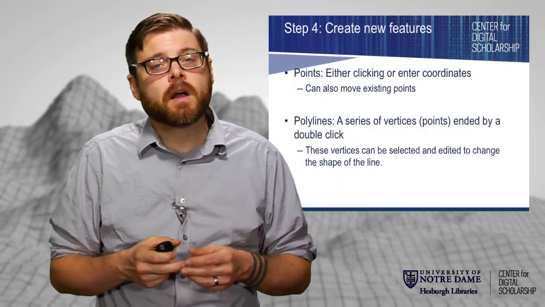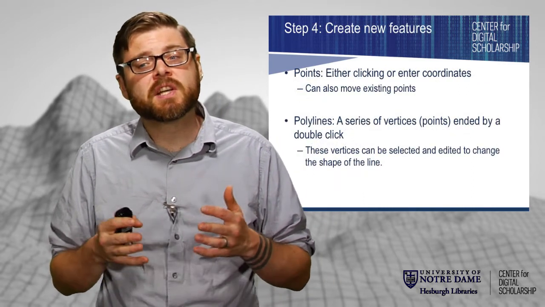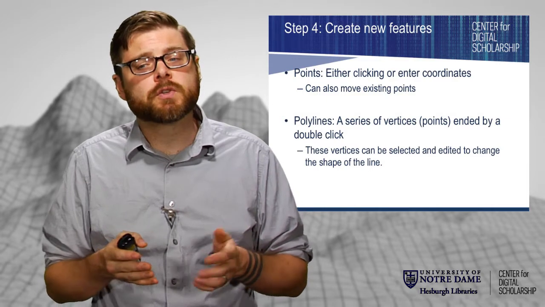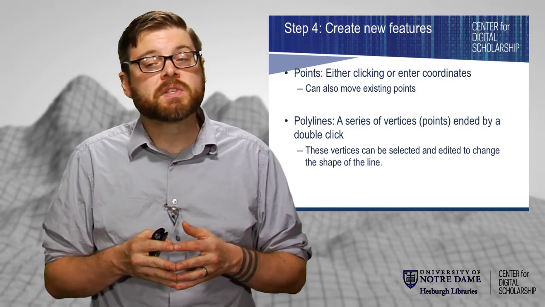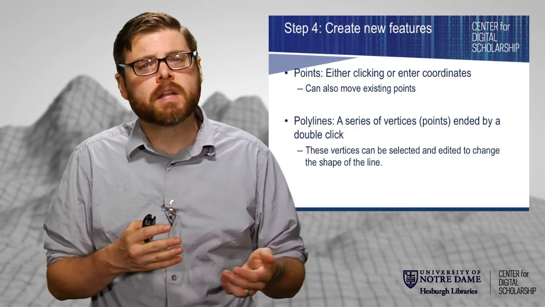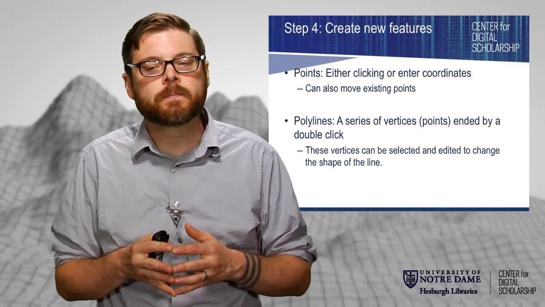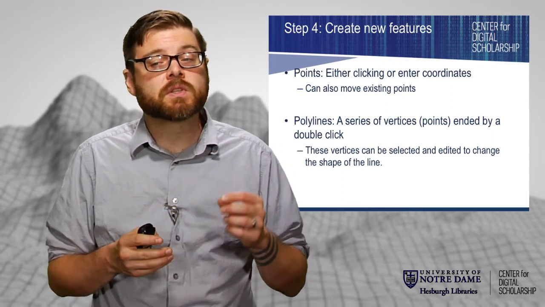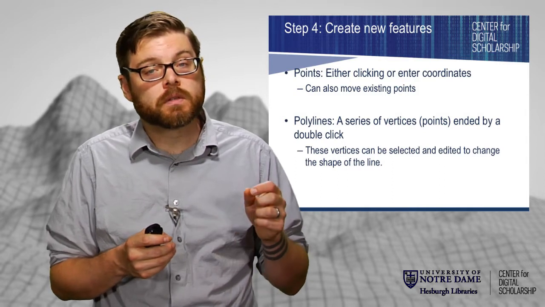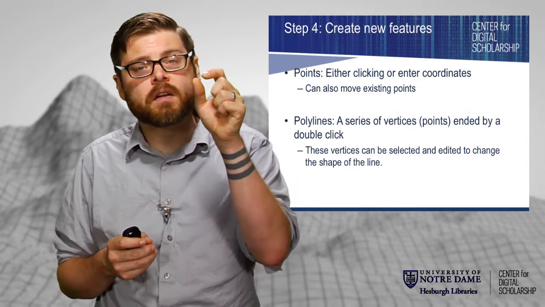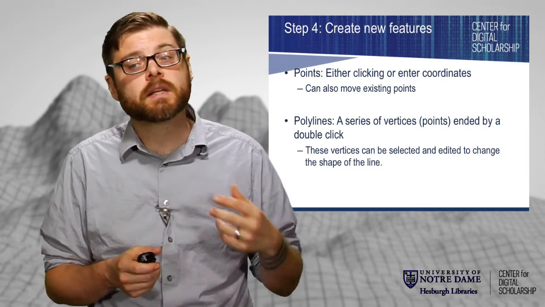Now the next step, step 4, is going to be to begin digitizing the map, so creating new features. For points, this is either by clicking or manually entering the coordinates, though we can also move existing things around. For polylines, we would start clicking, and then we would single click along the entire feature until we got to the end, and then double click to end it.